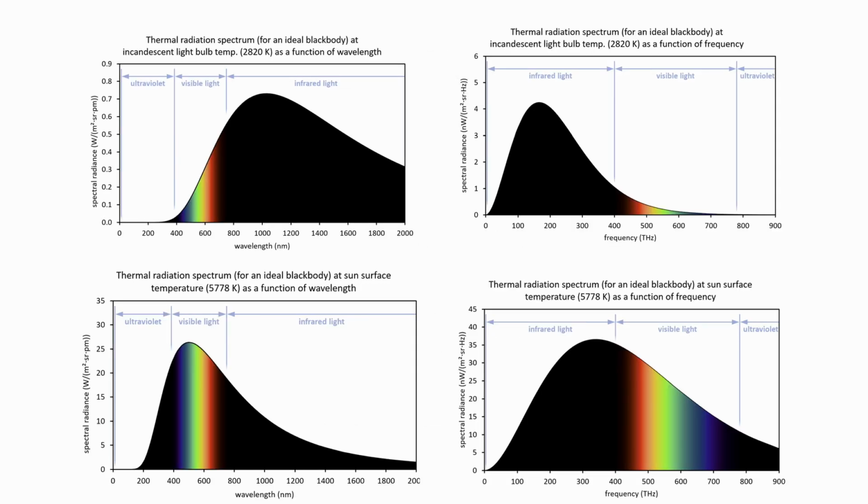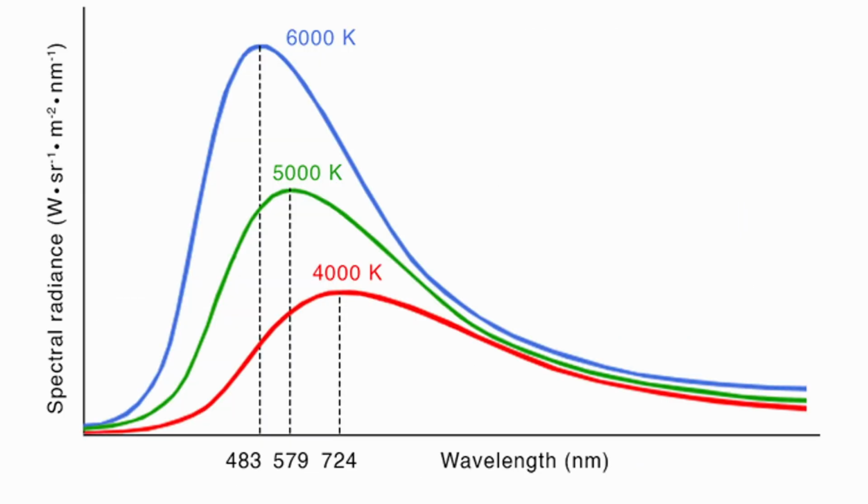A graph of the amount of spectral radiance versus frequency or wavelength for the energy emitted by a blackbody is called the blackbody curve. Different curves are obtained by varying the blackbody cavity temperature. The more common presentation of the blackbody radiation curve is the spectral radiance in wavelength.